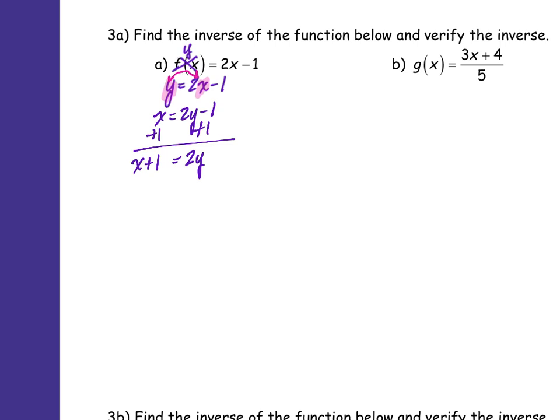Divide by 2. Divide by 2. And so I want to stop here for a second. Normally, if I was putting it in slope-intercept form, I'd divide the 2 into both terms. But I'm just finding the inverse. It doesn't say I'm going to graph it. It doesn't say anything. I'm going to leave it this way.